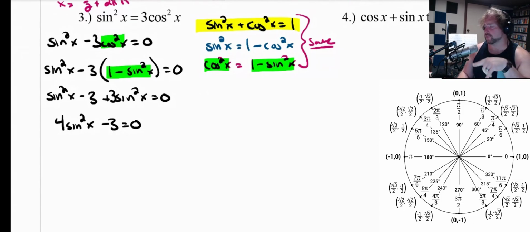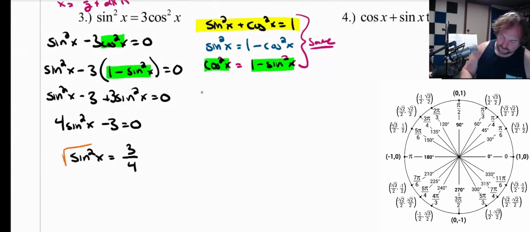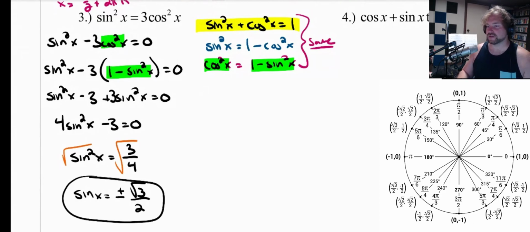Let's first add the 3 and divide the 4 over. So sine squared of x is equal to 3 over 4. And now, when we take the square root of both sides, what we get is sine of x is equal to the plus or minus square root of 3 over the square root of 4, which is 2. And this is a nice thing to stop at because all we're looking for is the angles who have a sine value of positive or minus square root of 3 over 2. And at this point, you're done doing math.